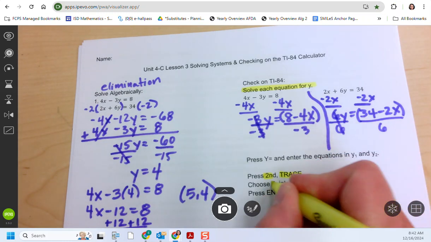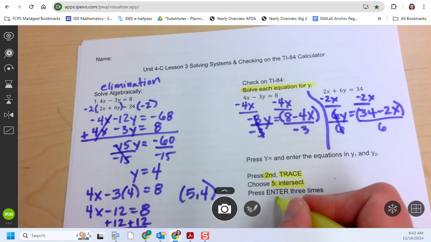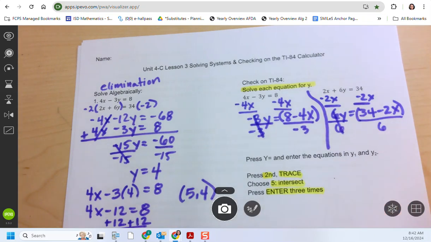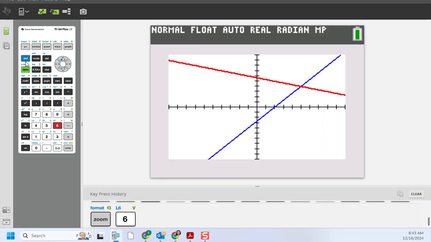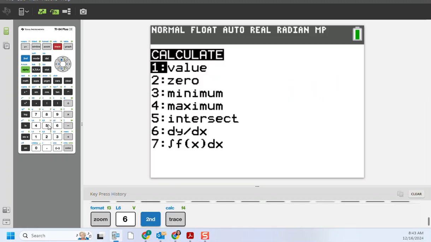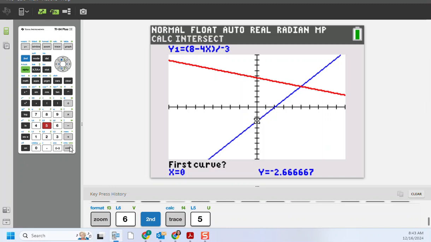That's the same answer that we got with elimination, right? Yes. I'm going to show you again. You ready? Okay. So from your graph, you press second, trace. You choose 5, which is intersect. You want to know where these lines intersect. You're going to press enter 3 times. 1, 2, 3. Good? Okay. Might have had a typo in your y equals.